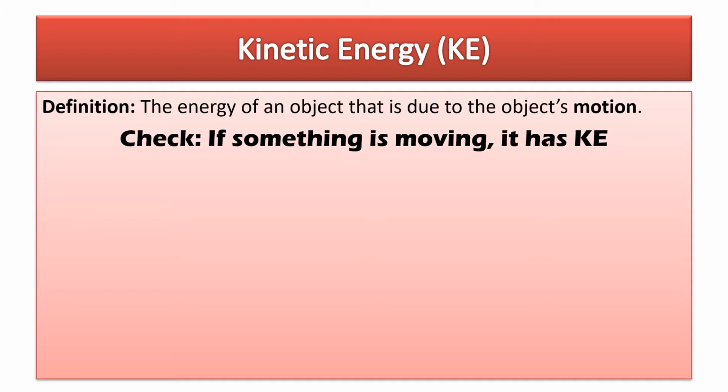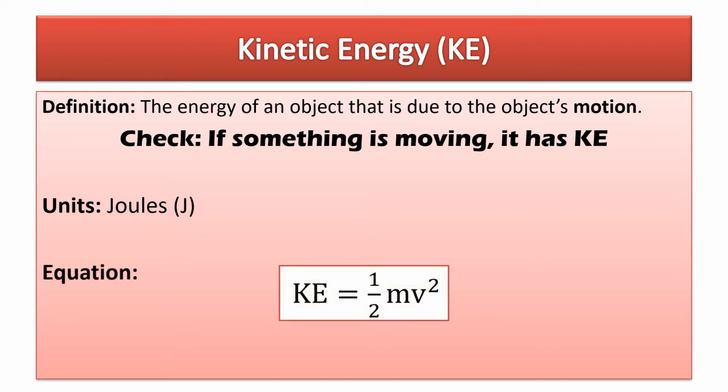Even an airplane in the air has gravitational potential energy because it's high above the ground, but it's also moving. So it doesn't have to be one or the other. You could have both. The units, luckily, are joules, so still energy, still joules. And this is what the equation looks like. KE is equal to 1/2 mv squared.